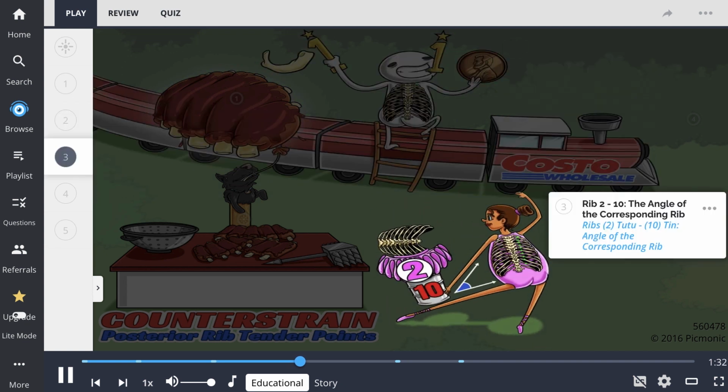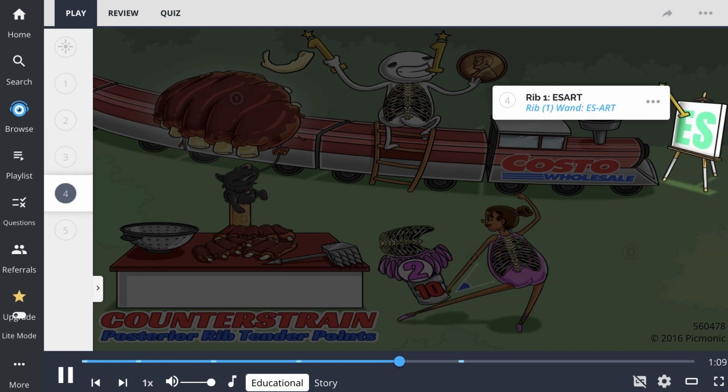The rest of the posterior rib tender points are ribs 2 through 10, at the angle of the corresponding rib, depicted here as ribs 2, 2, 2 to 10, 10, angle of the corresponding rib with the ballerina. Notice that she is leaning over. This is because these points are palpated with the patient sitting or lying prone. The rest of this Picmonic is devoted to the treatment of these points.